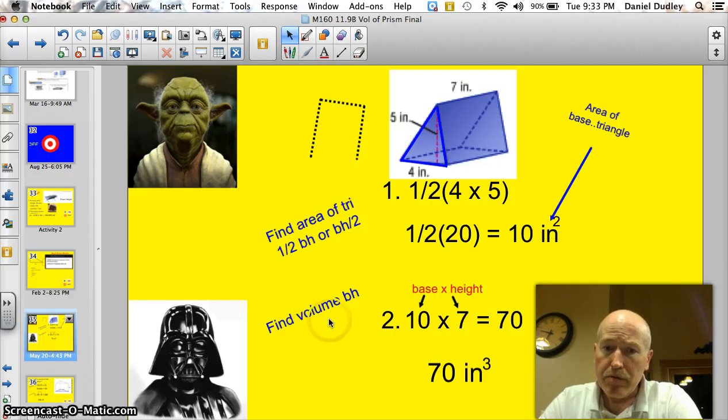Now, step 2. Find the volume. Go base times height. Here comes my base down here, and I multiply it times the height, which is this measurement right here. That's how many layers high it is. Remember the piece of cake? 7 layers on this one. 10 times 7 is 70. We have 70 inches cubed.